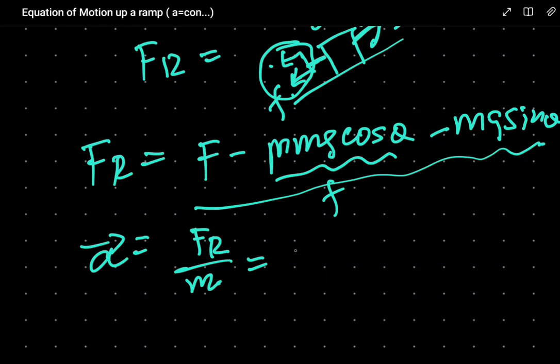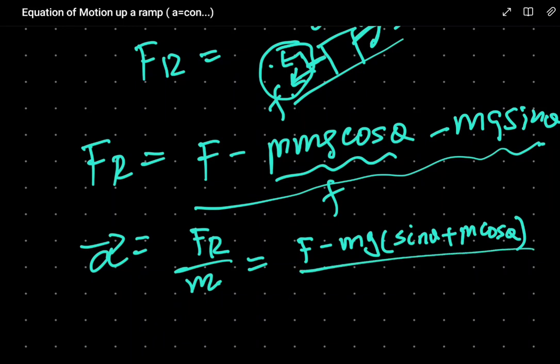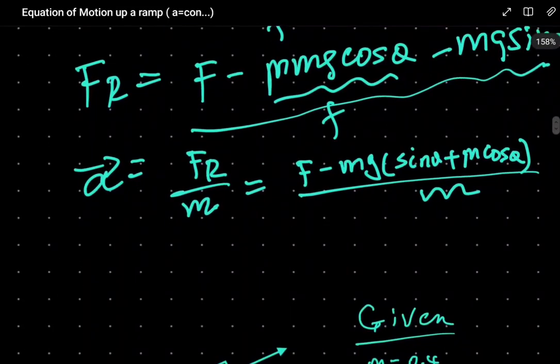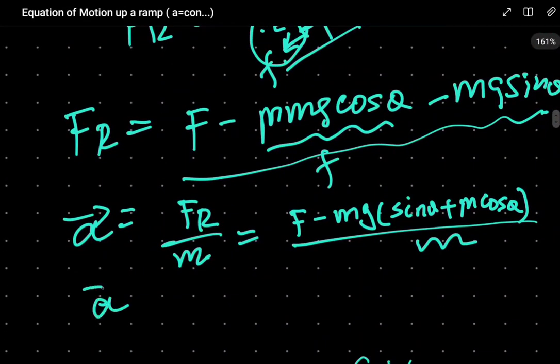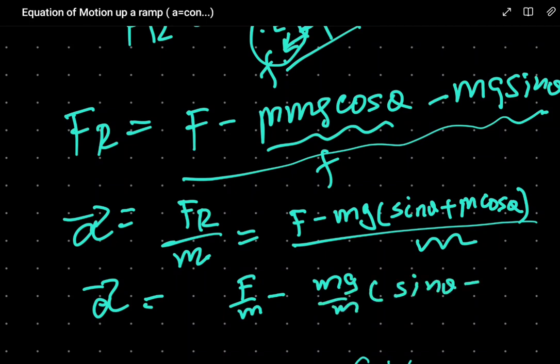So this is equal to F minus, I can take mg common, mg into sine theta plus mu times cos theta is the simplest form. So this gives you the resultant force, and divided by the mass. When you divide every term by m, you get the acceleration. The acceleration is the force applied over mass minus mg over mass times the sine of the angle plus the coefficient of friction times cosine of the angle.